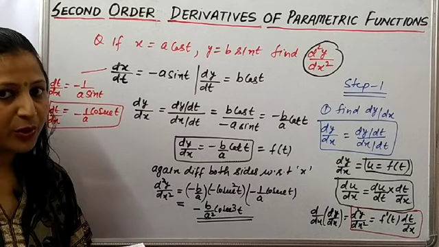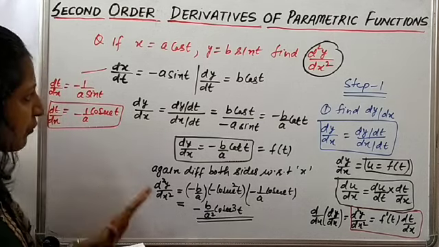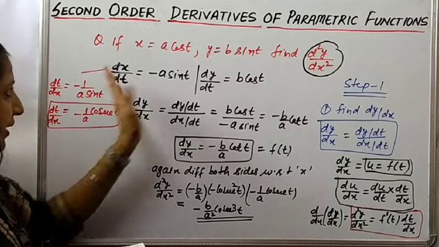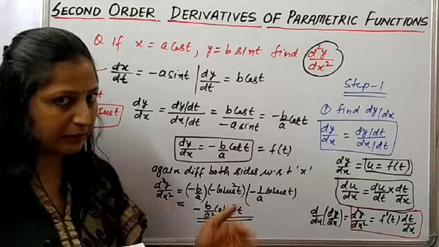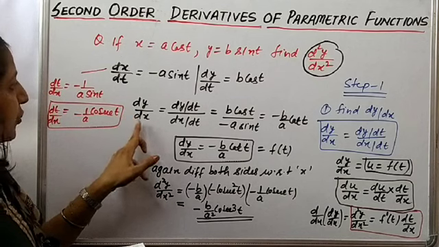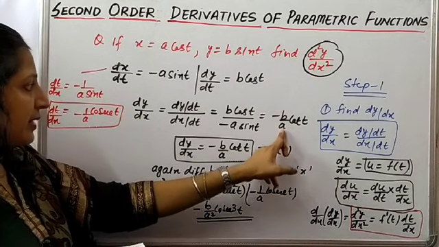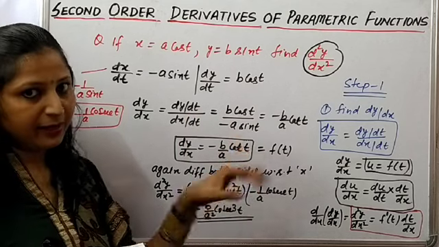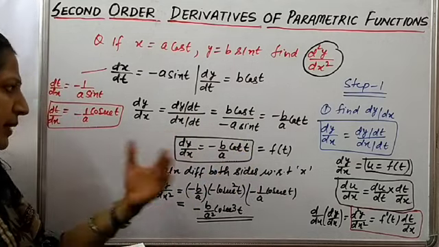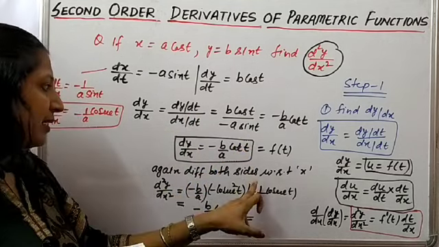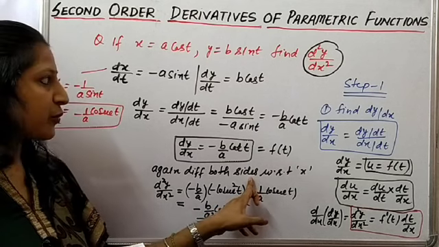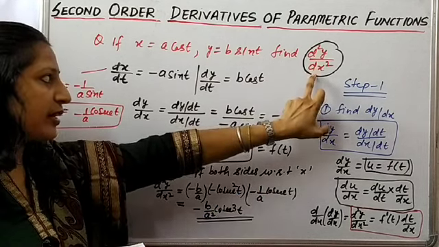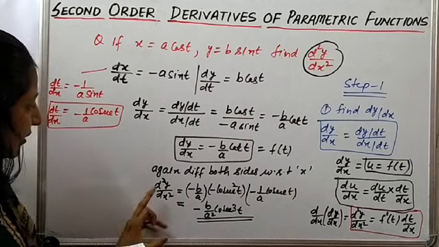Right, students? So it's very simple. First of all we will find the first order derivative. The given function will be in parametric form. So first of all we will find the first order derivative, right? And the first order derivative will be a function of the third variable. It may be t, it may be theta, and then again we will differentiate both sides with respect to x, because we have to find the second order derivative with respect to x, right?